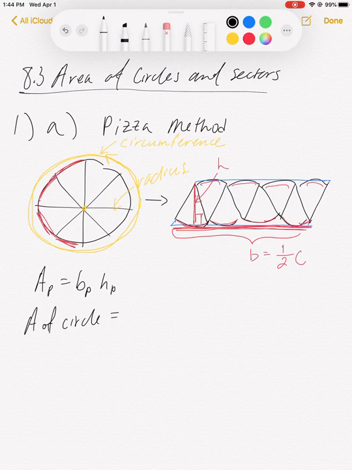Is equal to, now the base, which is the base of the parallelogram, half the circumference of the circle, times the height of the parallelogram. So let's take a look at the height. The height of the parallelogram is here, the distance from the bottom to the top.